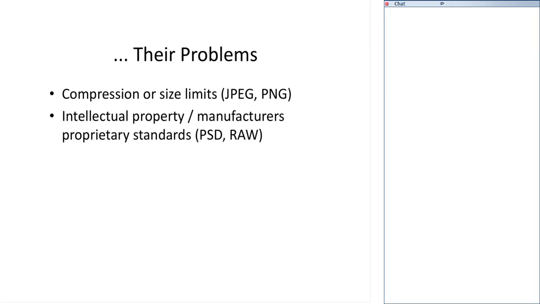In the case of JPEG and PNG, the portable network graphic, the compression or size limits become a problem. That is, they can't hold the full range of data that we'd like in an archival master. In other cases, the Photoshop document format and RAW, intellectual property restrictions or manufacturers' proprietary standards can become a problem, so that we may not be able to successfully decode that data in the future.